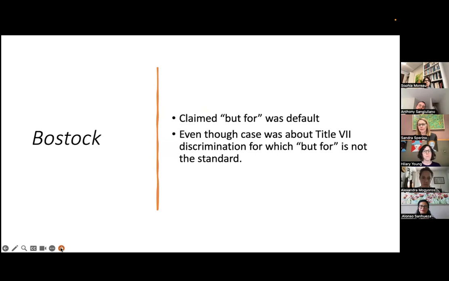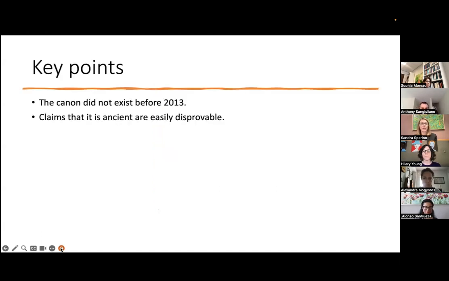And then, of course, we get to the Bostock case, where the court decided that gender identity and sexual orientation are prohibited traits under Title VII for discrimination. The court again claimed that but-for cause was the default rule. What's really strange about Bostock, though, was that the court wasn't actually claiming but-for as the default for Title VII discrimination claims, because as I stated earlier, that's not the correct standard. Instead, it was using this but-for cause argument as a rhetorical argument to show why gender identity and sexual orientation should be prohibited under the statute for discrimination.